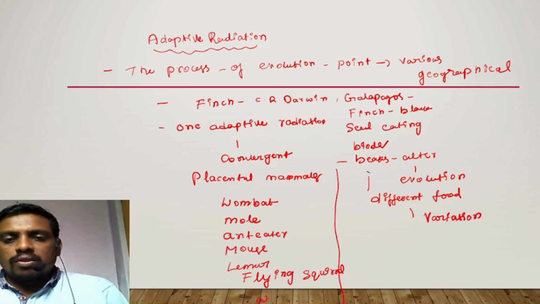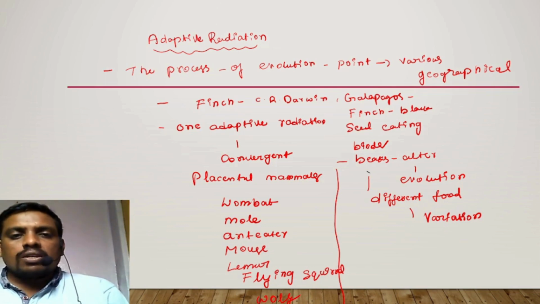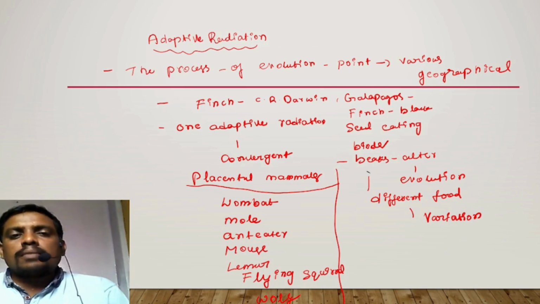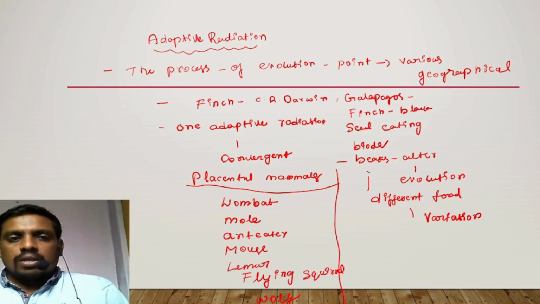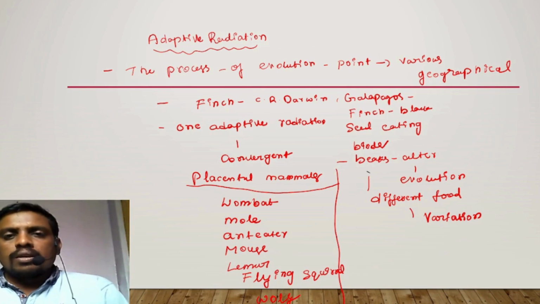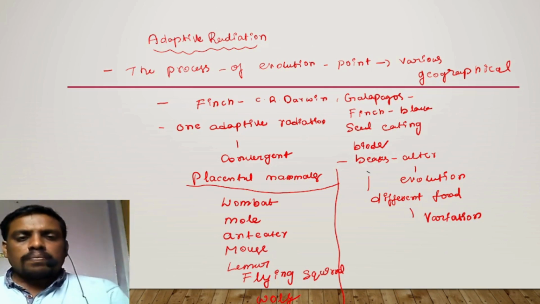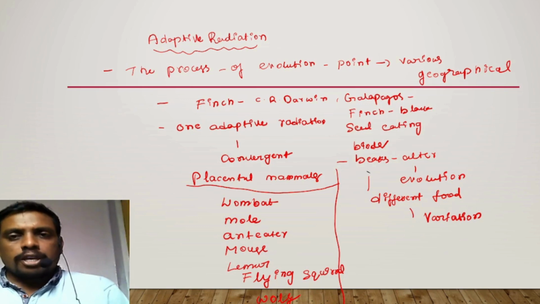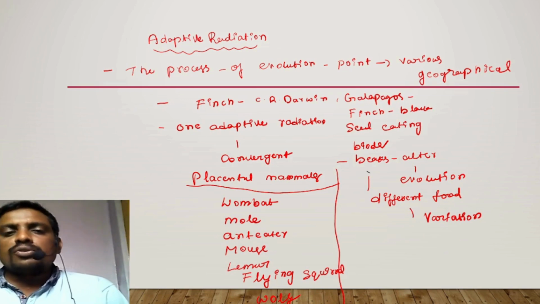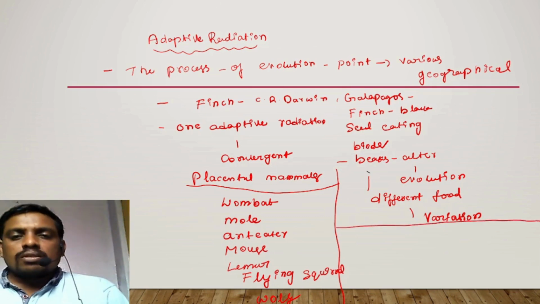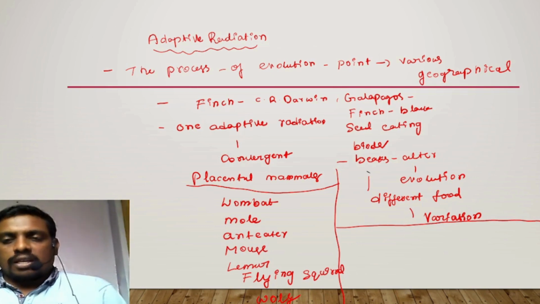Wombat and wolf are best examples for placental mammals. These placental mammals are formed because of convergent evolution. Because of various food habits and the availability of natural resources in the specific habitat, new different groups of organisms were formed, called placental mammals. There are various types. They have a common ancestor, but they have different characters.